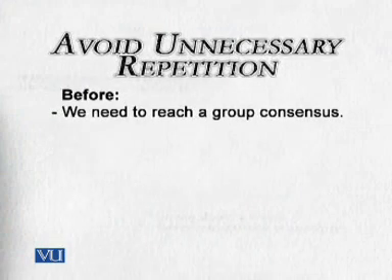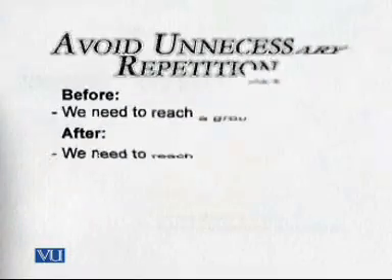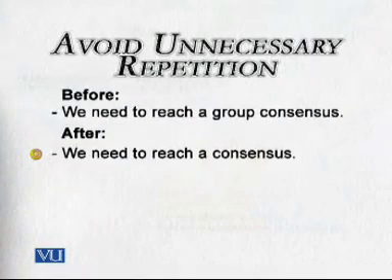Next sentence: We need to reach a group consensus. Now, please take a look. And of course, consensus is always group. So why use an adjective which serves no purpose? So delete group and the sentence will be concise and correct as well: We need to reach a consensus.